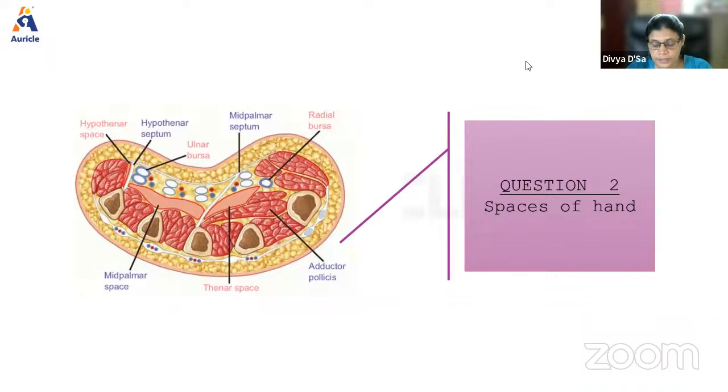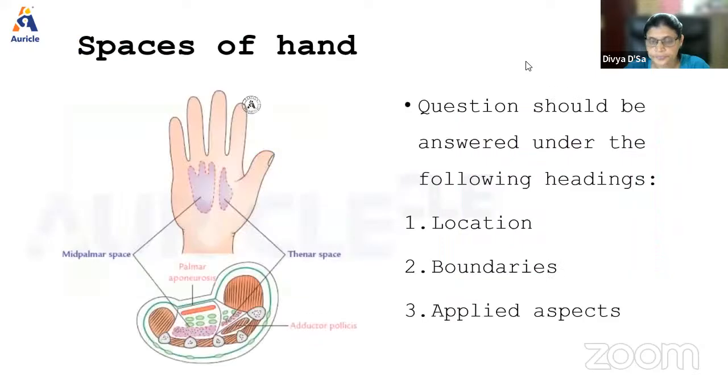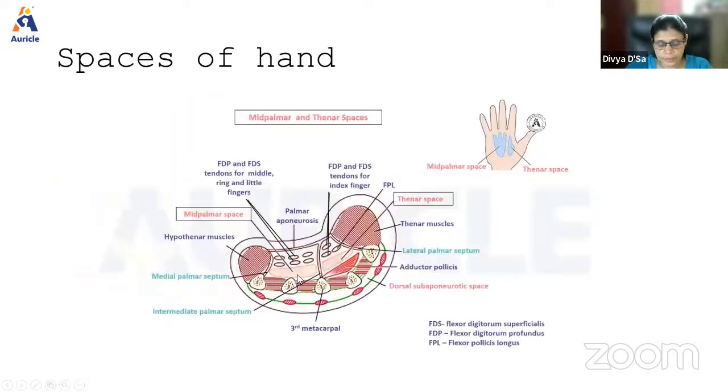So next, going to spaces in the hand. Okay, you need to know which are those spaces and where they are present. Basically, we have the palmar spaces. So in the palmar spaces, we have the mid palmar space, the thenar space, and the pulp space of the digit. Here we will be considering the mid palmar space and the thenar space. And there is the pulp space of the digit also. So those are the palmar spaces.